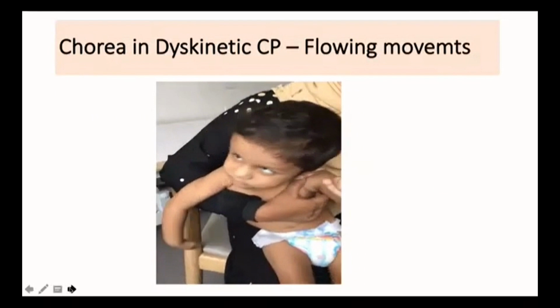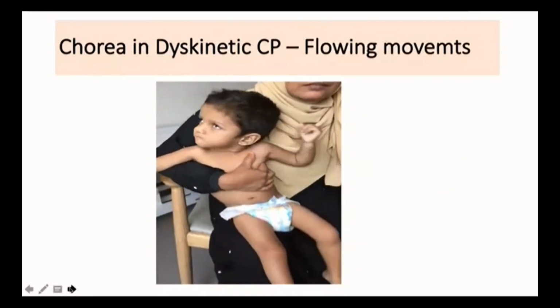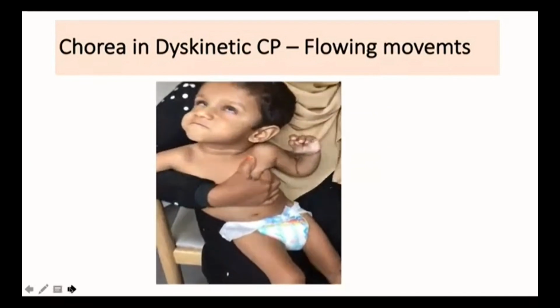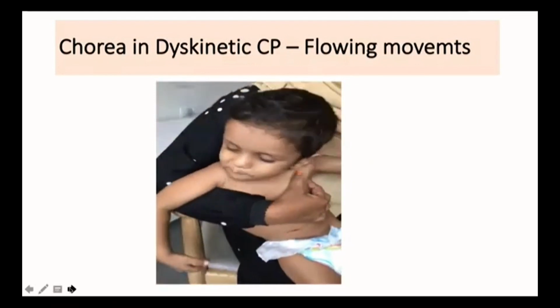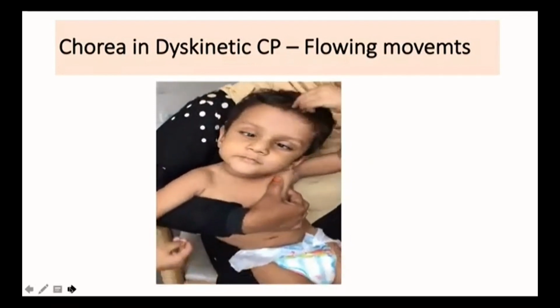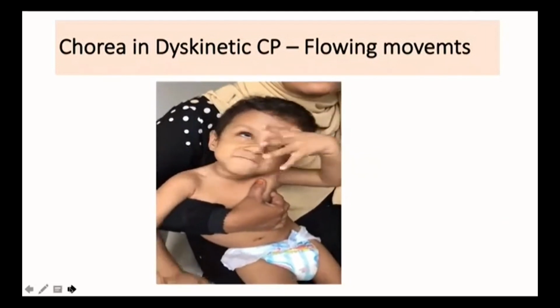In this video, this child is having these flowing movements or dancing movements. He keeps on dancing. He's not steady. He keeps on writhing the fingers. So there is some athetosis. He's jerking, and his trunk is almost twisting again and again.